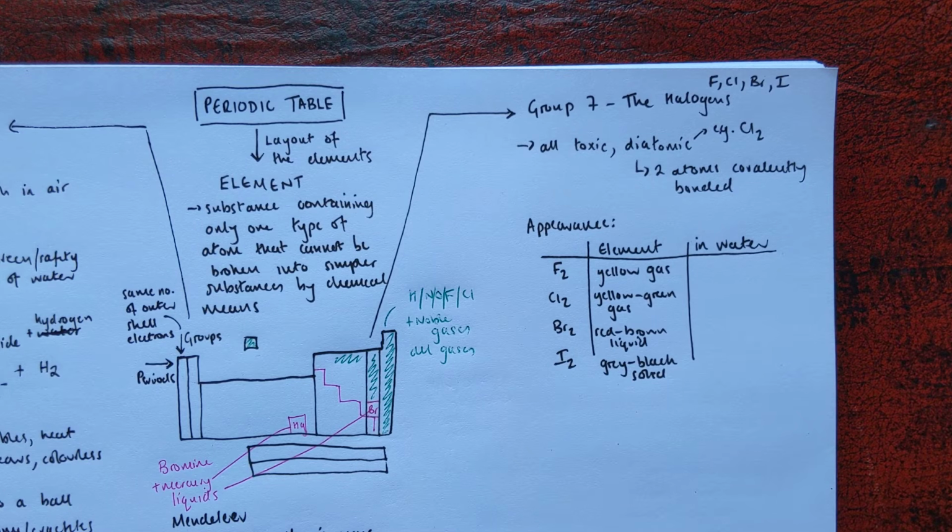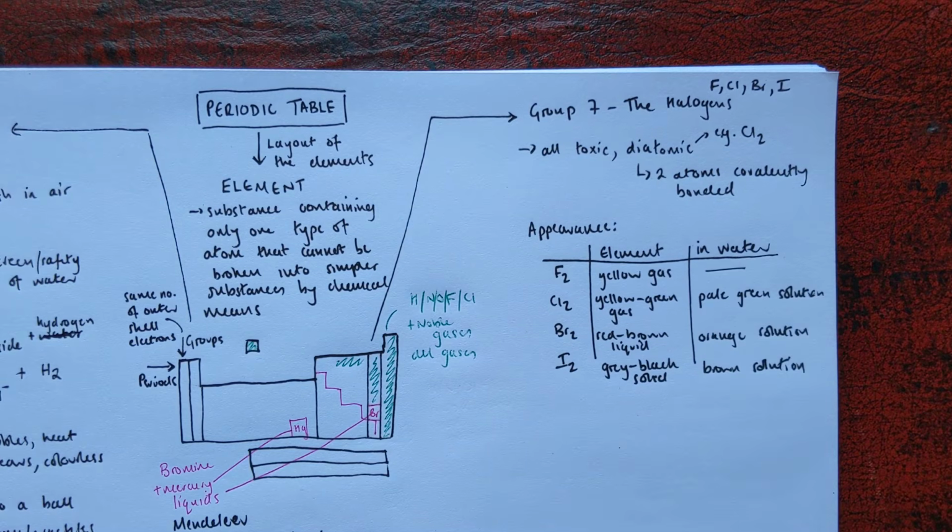Now whenever you dissolve them in water to make a solution, we don't have one for fluorine because fluorine is actually too reactive. It would actually explode when it comes in contact with water, so we only have observations for chlorine, bromine and iodine. Chlorine dissolved in water makes a pale green solution, bromine dissolved in water makes an orange solution, and iodine dissolved in water makes a brown solution.